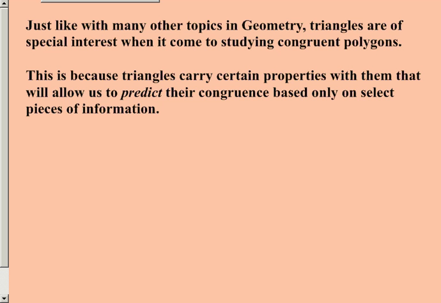Now, hopefully you remember from our previous discussion on congruent polygons that in order to prove you have two polygons congruent, you have to prove that all sets of corresponding sides are congruent, all sets of corresponding angles are congruent, and you had to prove all of that in order to say yes, they are congruent or no, they are not. With triangles, we only have to find a few particular pieces of information in order to answer the question.